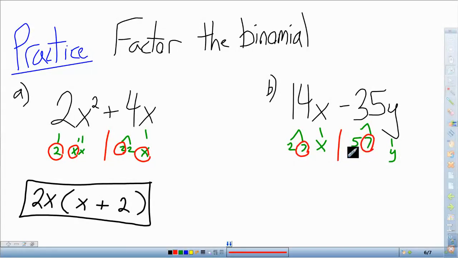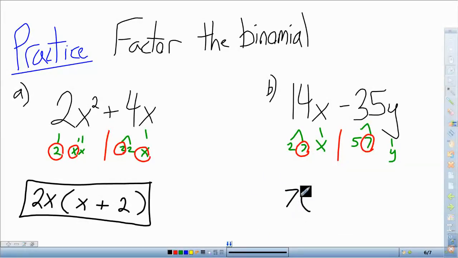Okay, number-wise, variable-wise, what do they have in common? Nothing, right? This one doesn't have any x's. This one doesn't have any y's. So on this one, its common factor is just a 7. Okay, so just something to realize. You don't always take a variable out of both of them. Sometimes they don't have a variable in common. Sometimes they don't have a number in common. So it just really depends on the problem.